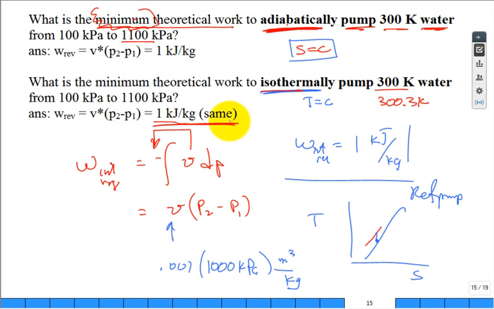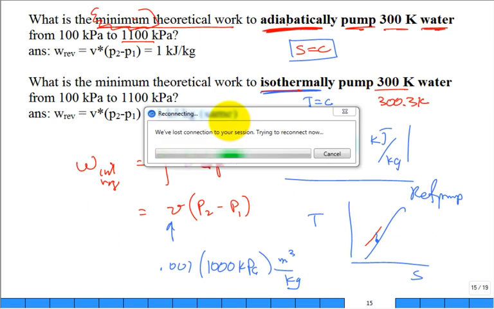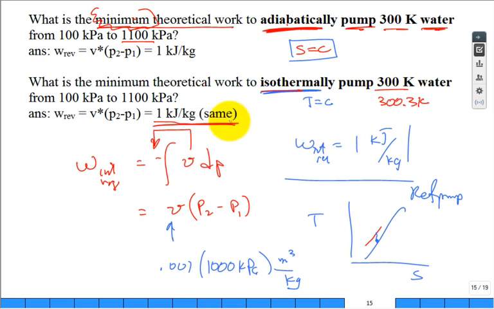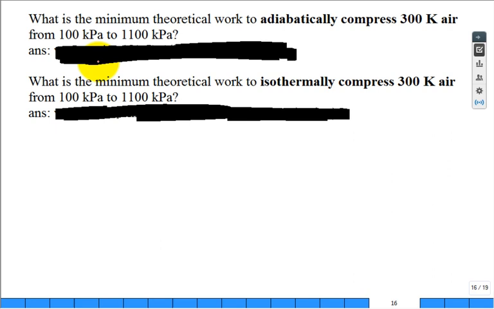Now, all that was review for the hard stuff. Because what is the title of this chapter? Gas power cycles. Gases don't go through pumps. When you want to boost the pressure of water, liquid water, you put it into a pump. When you want to boost the pressure of a gas like air, you put it into a compressor. But the compressor can boost the pressure the same amount. Don't change the pressure boost.